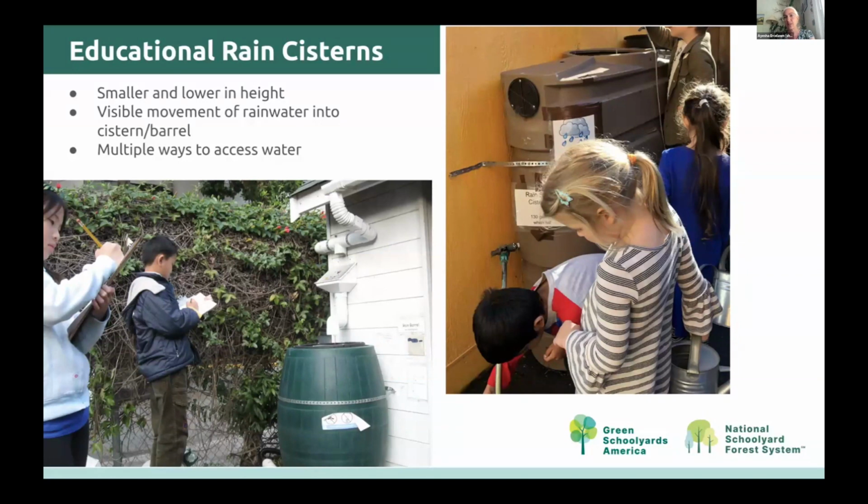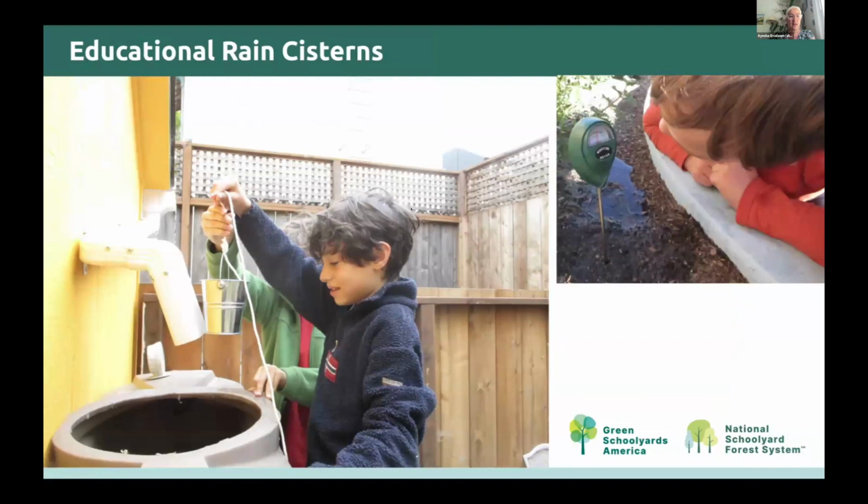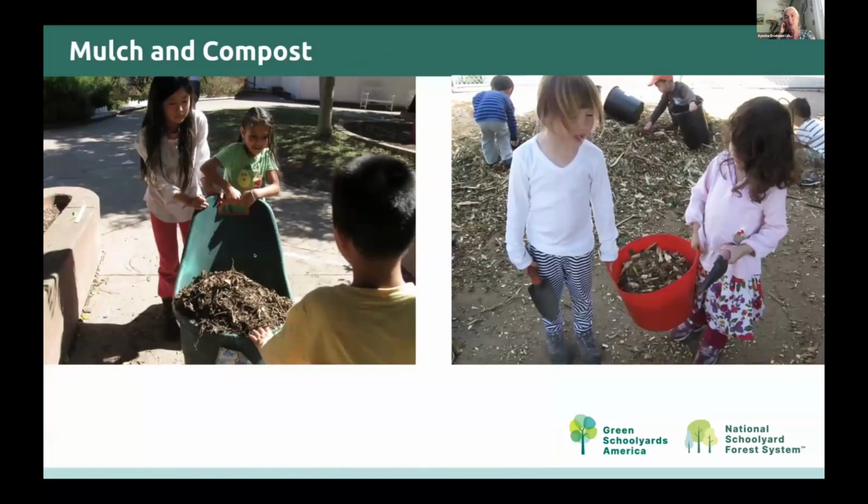These rain barrels can have different ways of accessing the water, spigots, as well as from the very top opening. You can set up pulley systems and connect to more science lessons, study with moisture meters.